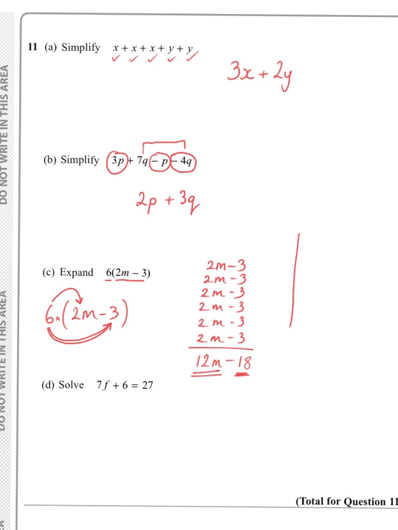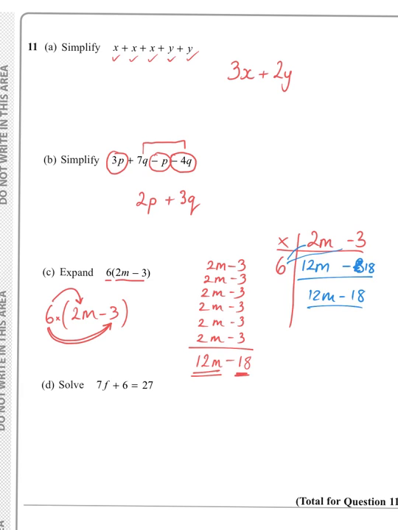One other way that students can do it is a grid, and you can write 6 here, 2m minus 3, and you can just multiply them through. So you can do 6 times the 2m gives 12m, and then 6 times the minus 3 will be minus 18, and so you've got 12m. Let's write that properly. So you'd have 12m minus 18.